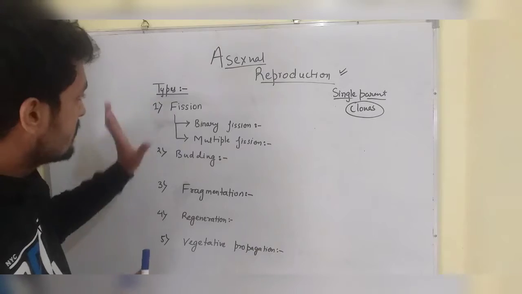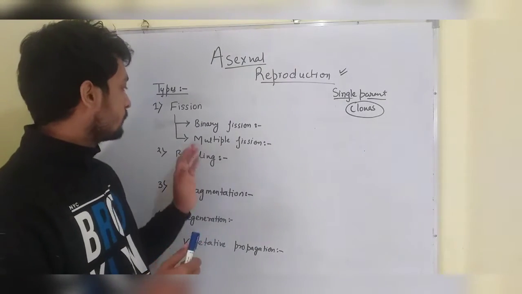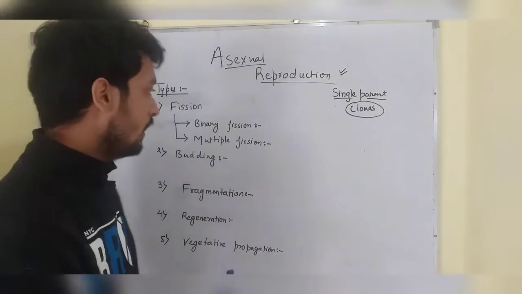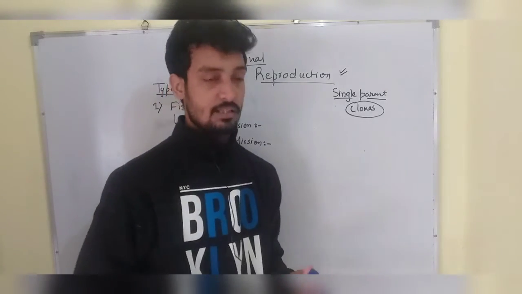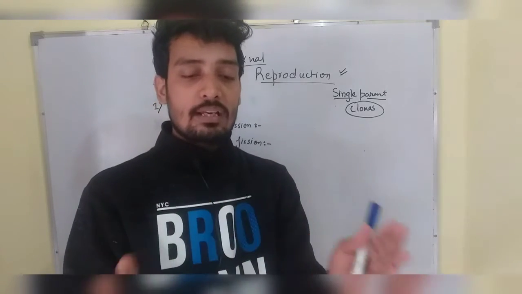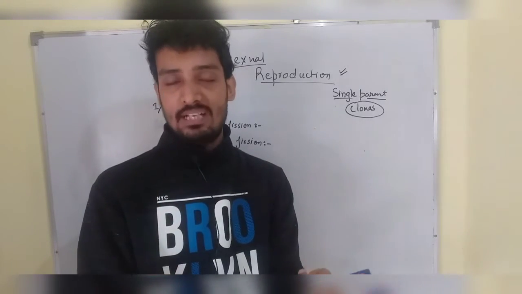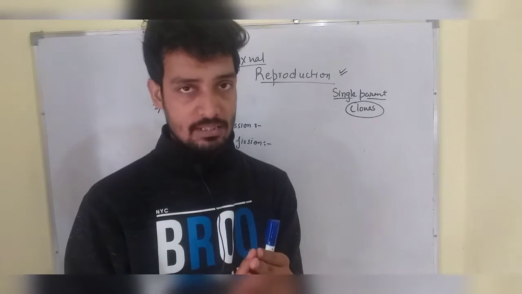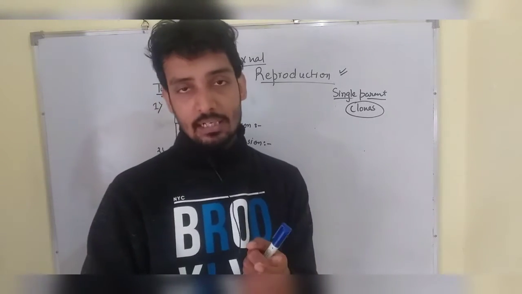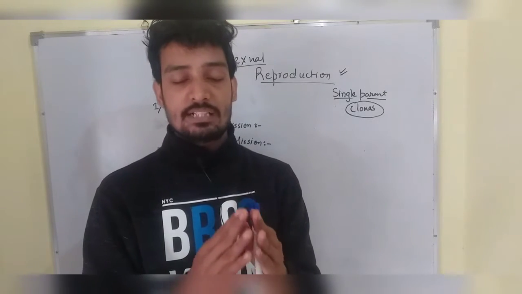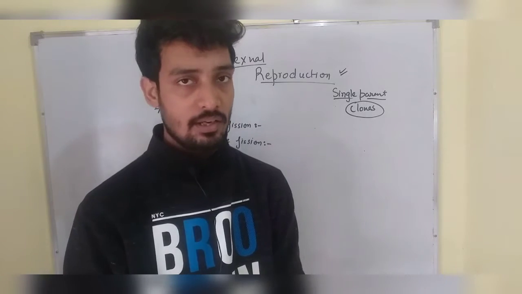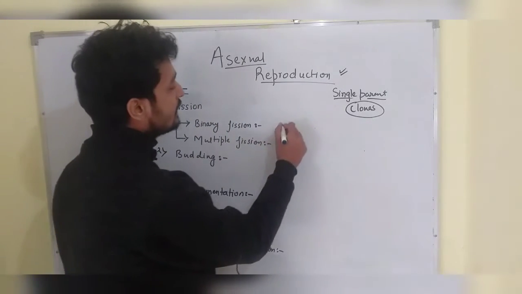So what is fission? Fission has 2 types. The first is binary fission. The meaning of binary fission is when an organism divides into 2 organisms and thus produces 2 offspring. What is happening in binary fission? A single organism divides itself into 2 and thus forms 2 offspring. Now the example is amoeba.